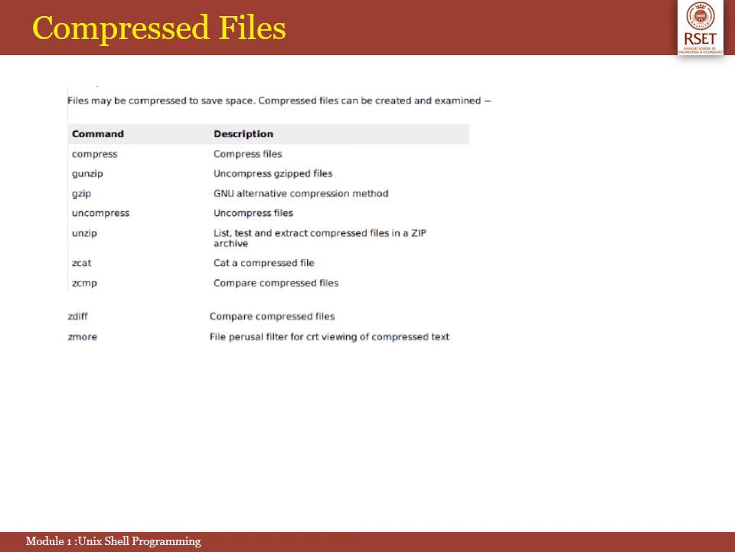Then zcat, that is cat for compressed files. zcmp will compare. cat will concatenate and cmp will compare. zdiff will compare the compressed files again. Zmore is the file perusal filter for CRT viewing of compressed text.